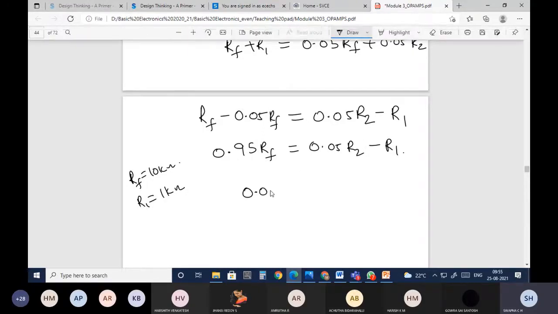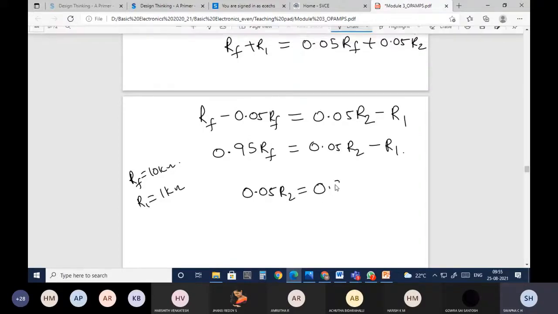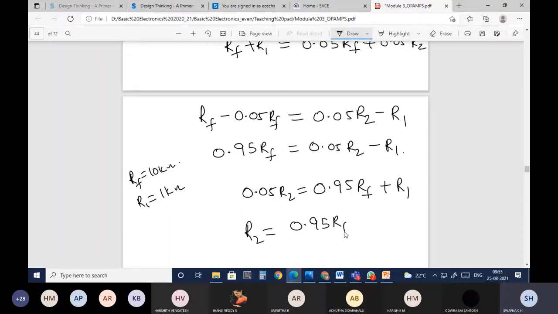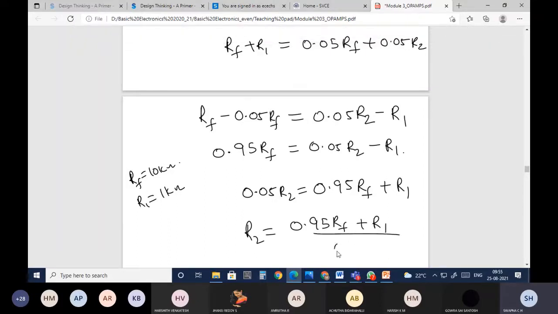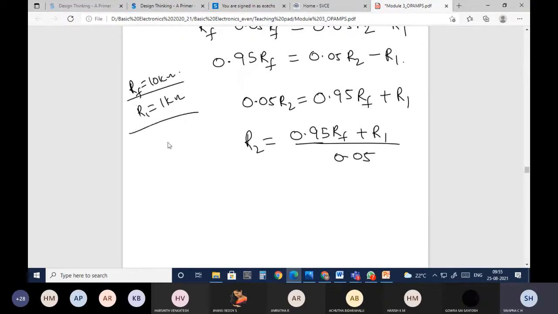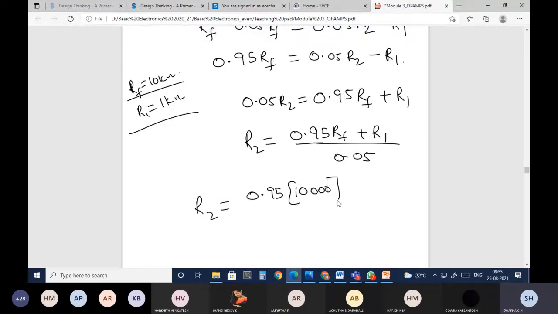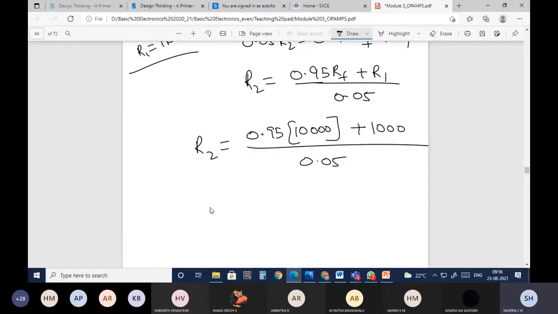So 0.05 R2 will be equal to 0.95 RF. This I'll take to the other side, so plus R1. So R2 will be equal to (0.95 RF plus R1) divided by 0.05. Now I'll substitute the RF and R1 values. So R2 is equal to (0.95 into RF, RF is 10 kilo, 3 zeros, plus R1, R1 is 1K) divided by 0.05. Simplify this and tell me the answer.